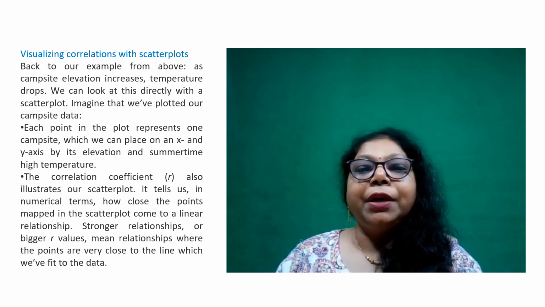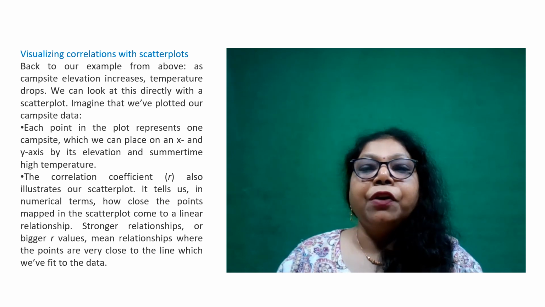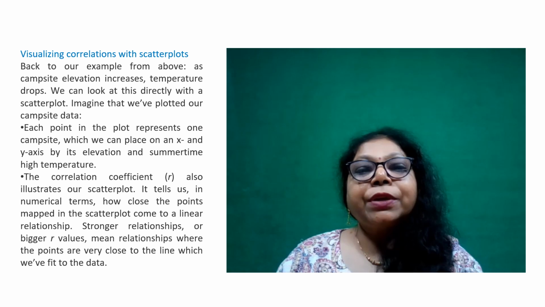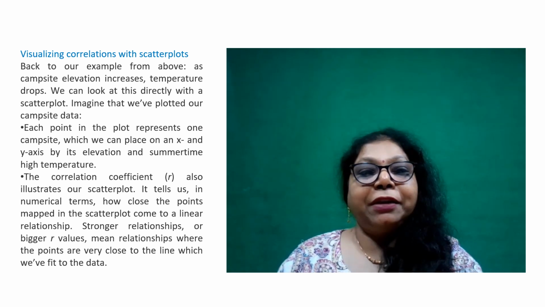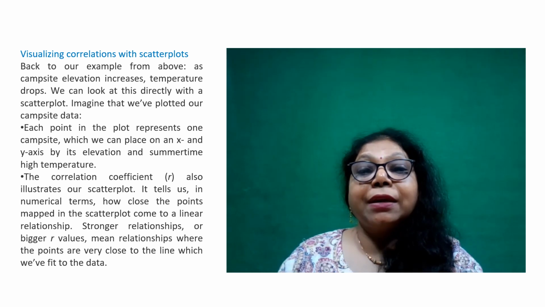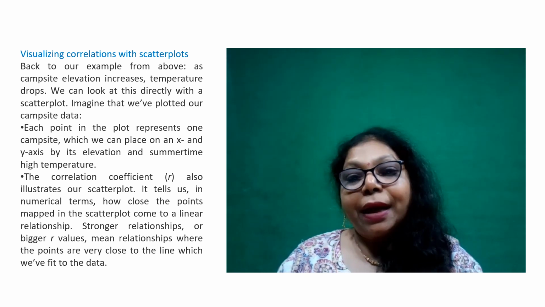For example, if we accidentally recorded distance from sea level for each campsite instead of temperature, this would correlate perfectly with elevation. So another useful piece of information is the number of observations, that is the capital N.